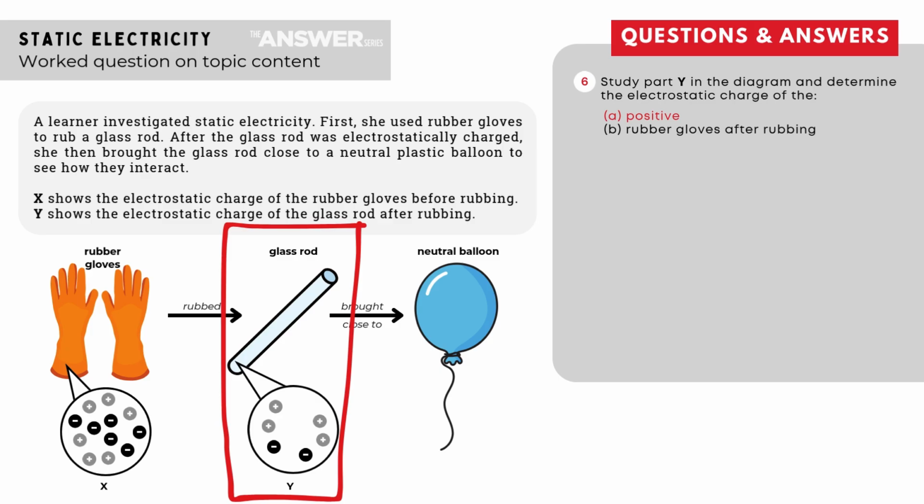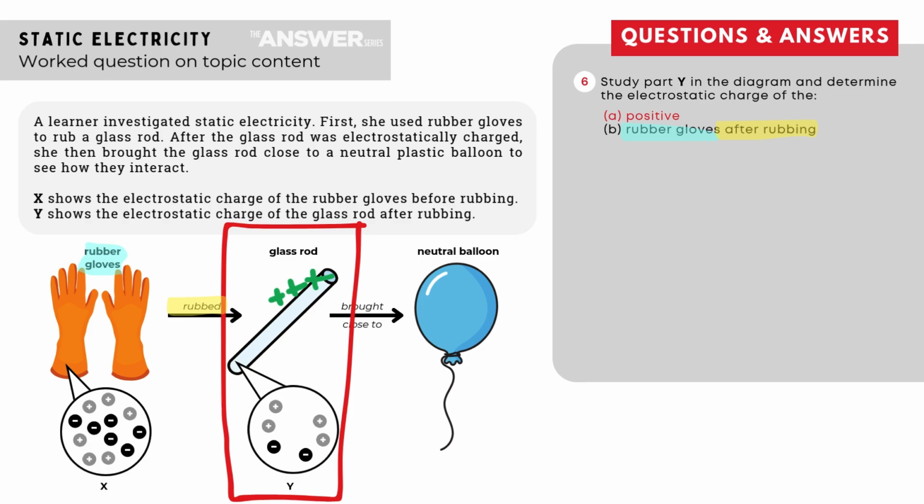Question B asks us to determine the charge of the rubber gloves after rubbing, which is not shown in Y on the diagram. All we can see is the glass rod. So we have to look at what happened to the glass rod in order to determine what happened to the rubber gloves. They were the only two materials experiencing friction, and therefore whatever electron transfer occurred had to have occurred between them. So we've already determined that after rubbing, the glass rod has a positive charge.